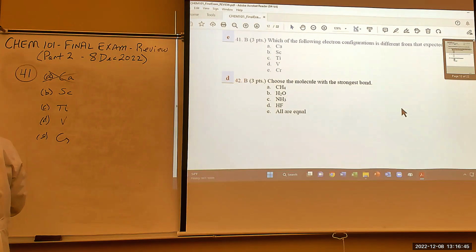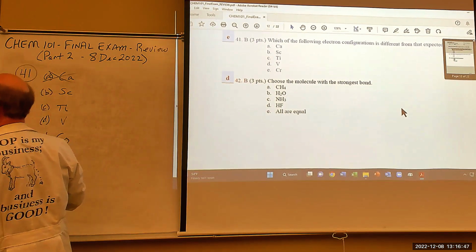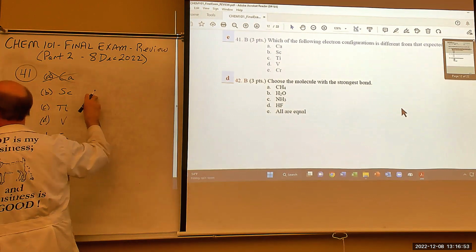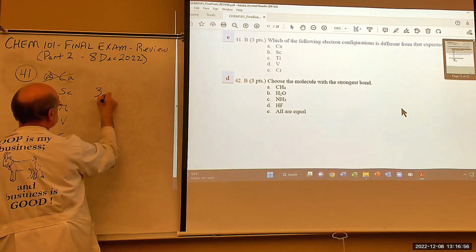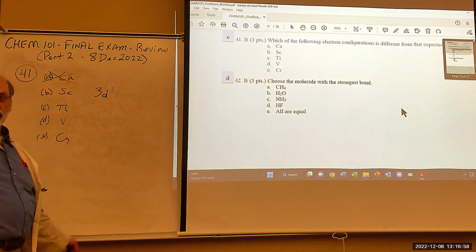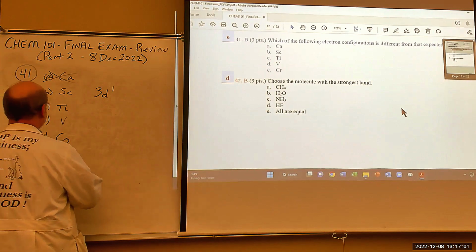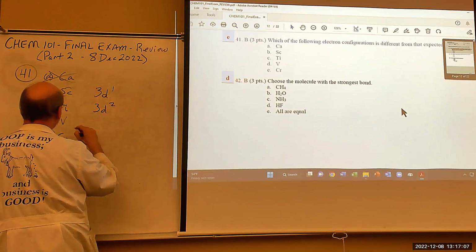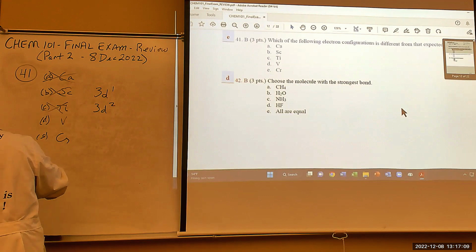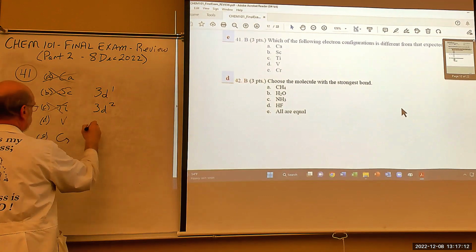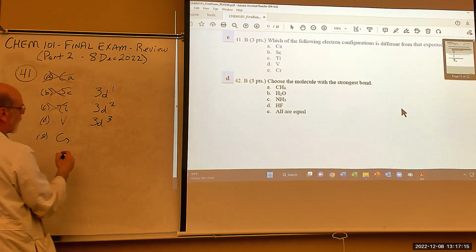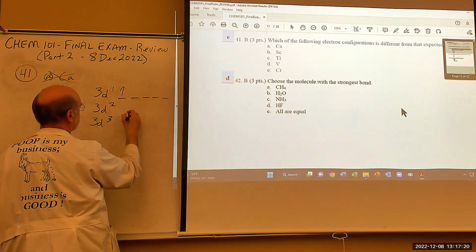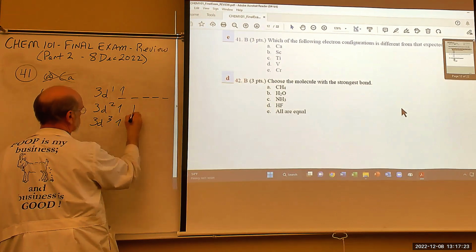How about scandium? Well, scandium is the first one of the transition metals in the fourth period. So it would have a 3d1, right? No problem there. How about titanium? Titanium has a 3d2, no problem there. Vanadium has a 3d3. There's no problem there either, right? Because we're looking at 1, 2, 3, 4, 5. This one has 1 there, this one has 2, this one has 3.